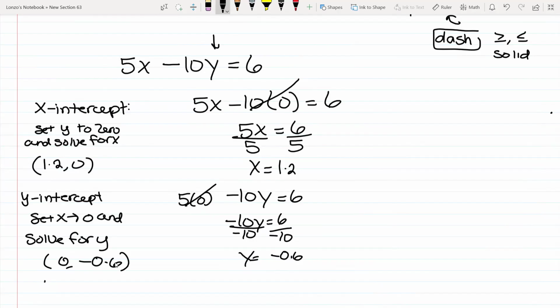Okay, so now we know our 2 points are (1.2, 0) and (0, -0.6). We also know it's dashed, so you can start graphing. Is this how you would graph it?